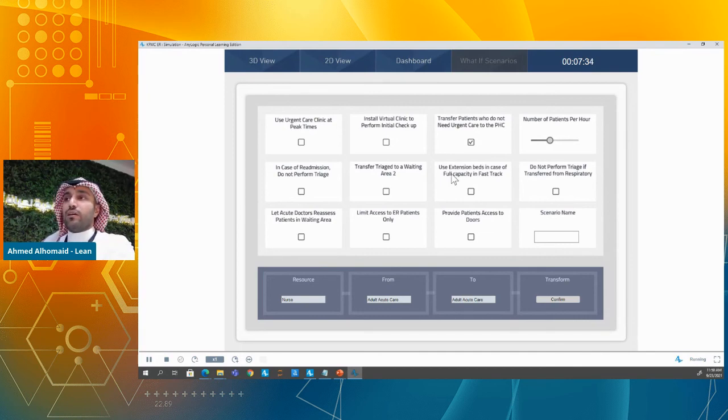Even if we don't add any scenario, the simulation can help us in understanding, as I mentioned earlier, the full capacity of the hospital. We can increase the number of patients per hour and see what exactly is the number that, if we reach it, the hospital wouldn't be able to operate as expected.